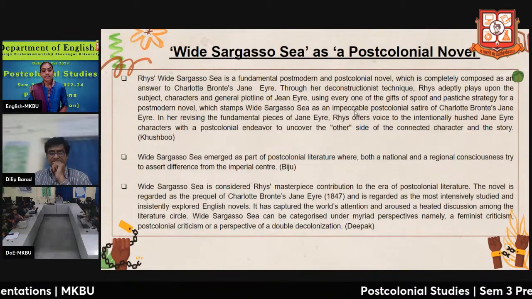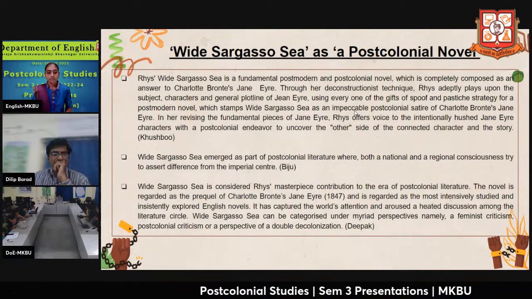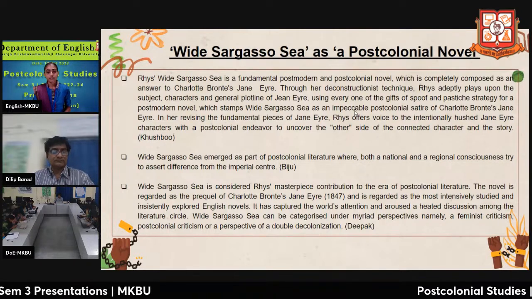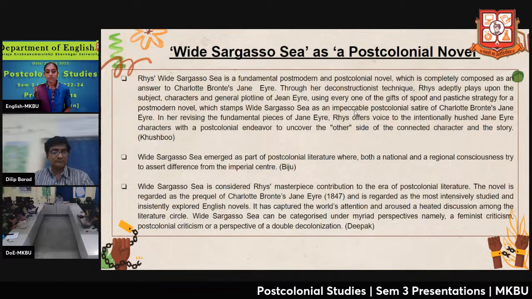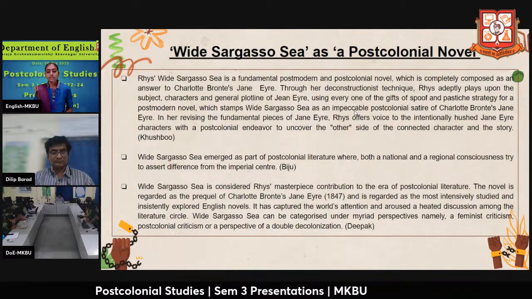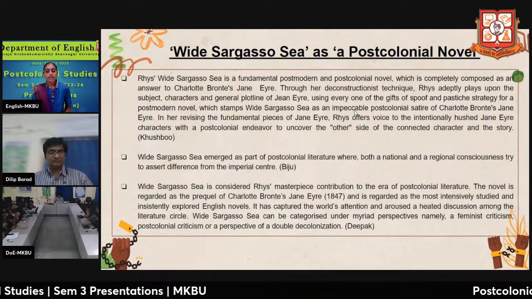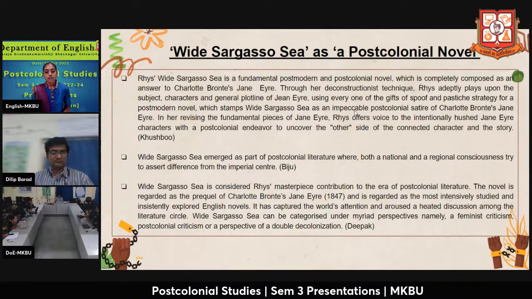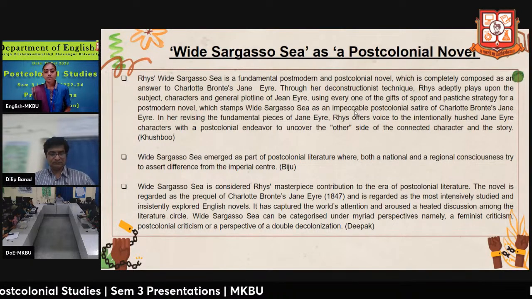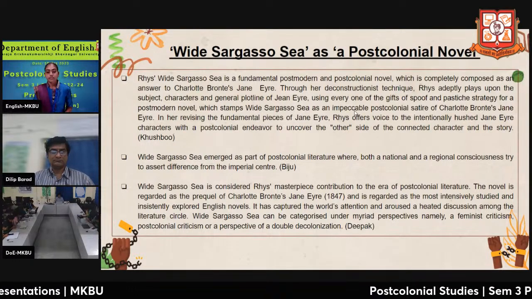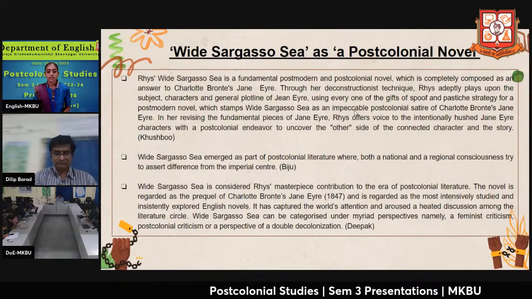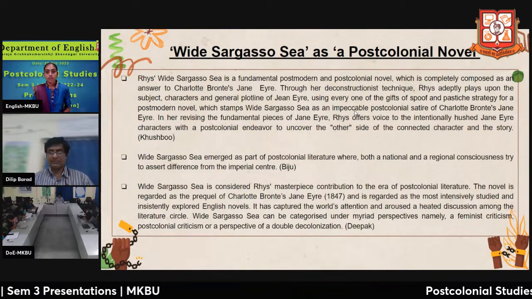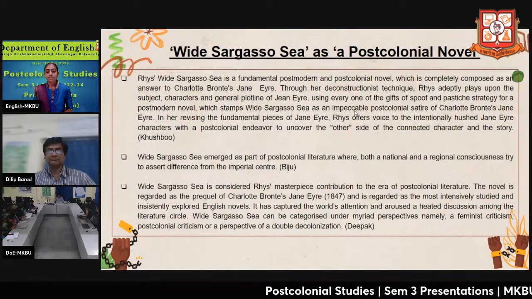Wide Sargasso Sea as a post-colonial novel. Wide Sargasso Sea is a fundamental postmodern and postcolonial novel, which is completely composed as an answer to Charlotte Bronte's Jane Eyre. Through her deconstructionist technique, Rhys adeptly plays upon the subject, character, and general plotline of Jane Eyre, using every one of the gifts and spoofs of the strategy of the postmodern novel, which stamps Wide Sargasso Sea as an impeccable post-colonial satire of Charlotte Bronte's Jane Eyre.